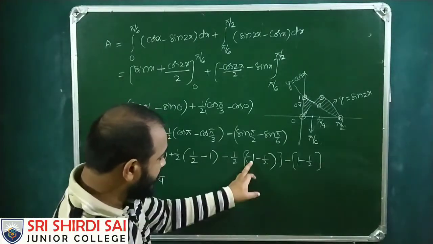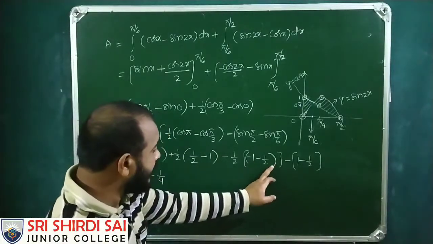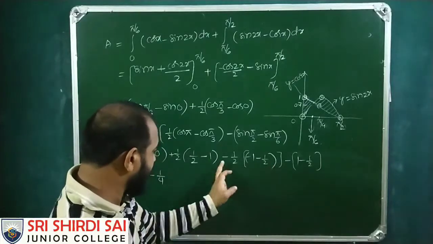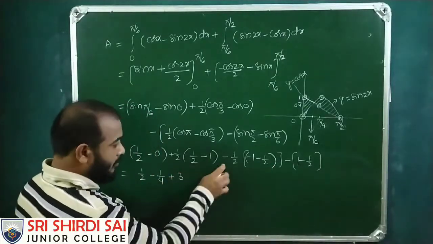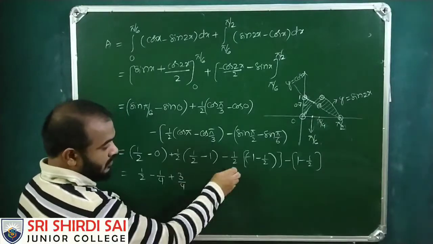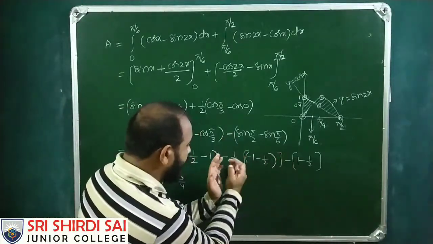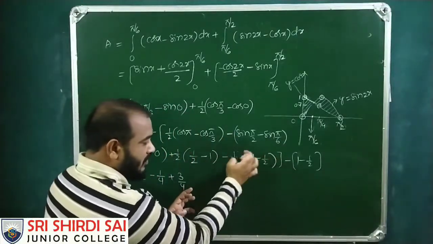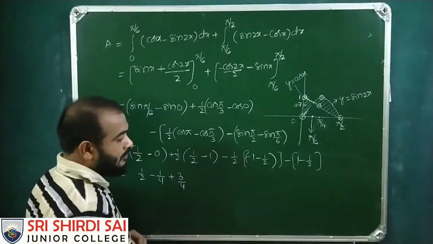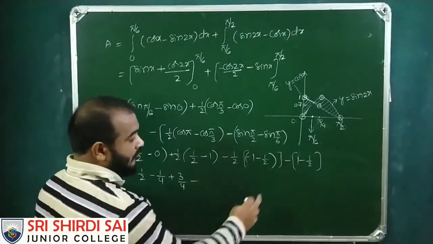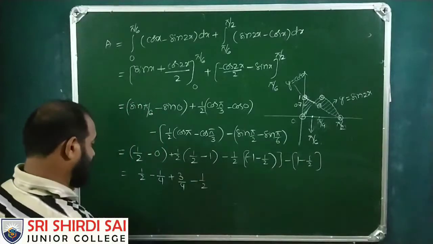So here this is minus 1 minus 1 by 2, which is minus 3 by 2. Minus into minus plus 3 by 4. This is minus 3 by 2 into minus 1 by 2. Minus into minus plus, 3 ones are 3, 2 into 2 is 4. So here minus 1 minus half is half only.